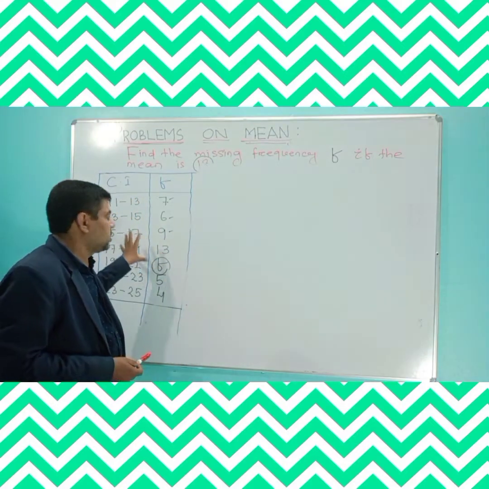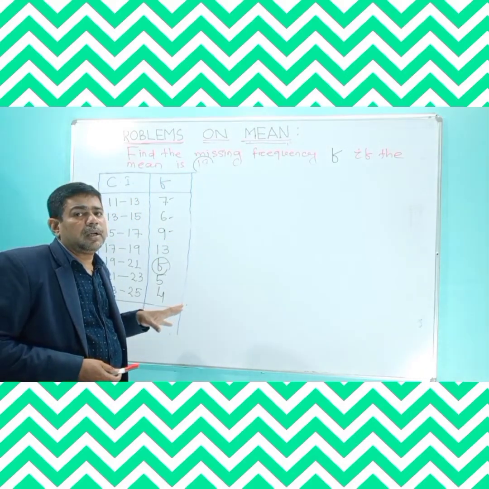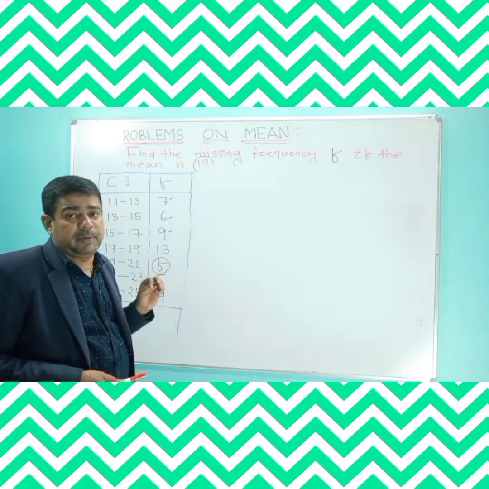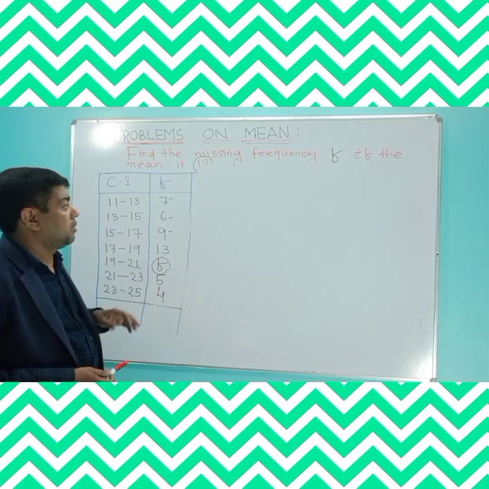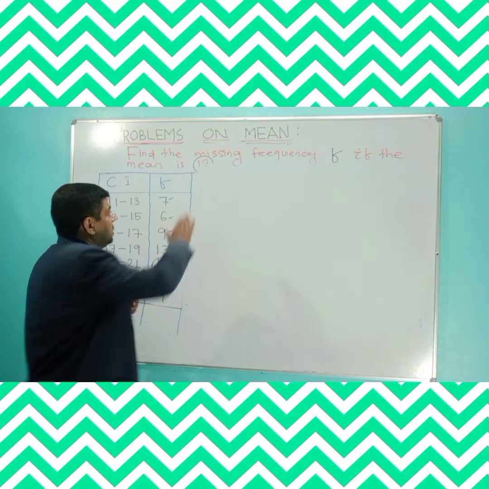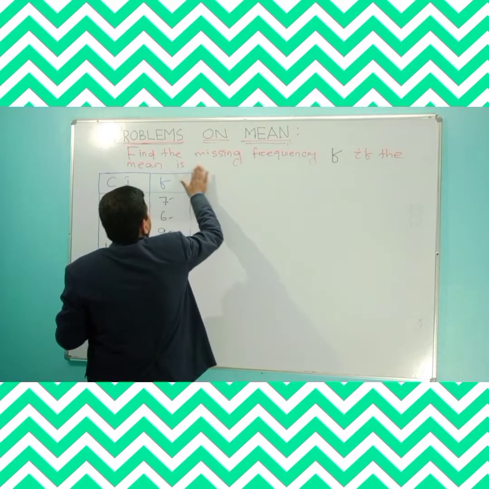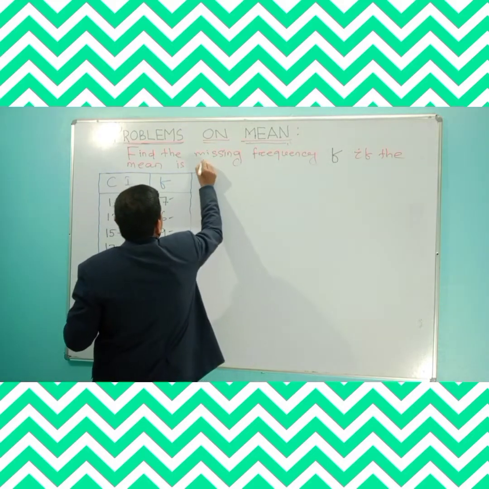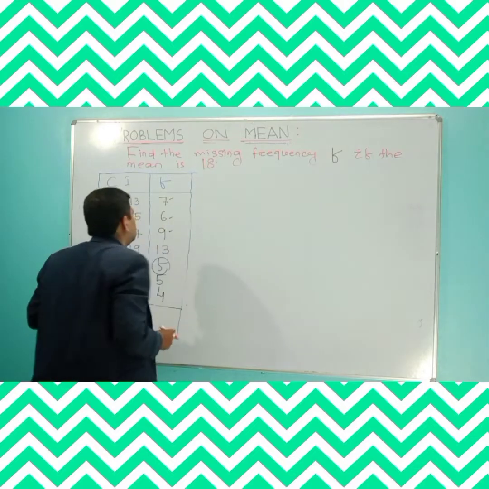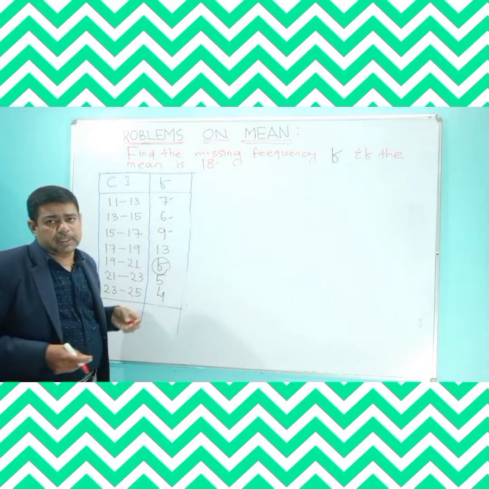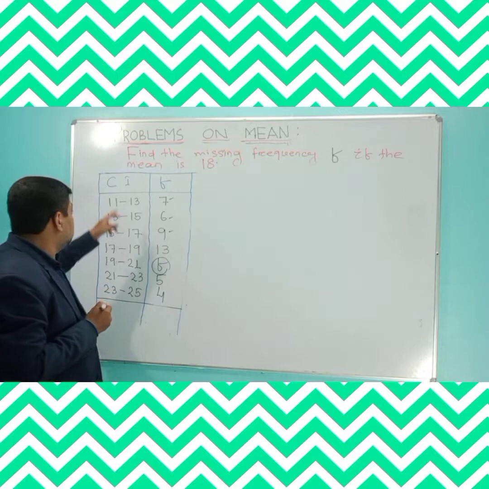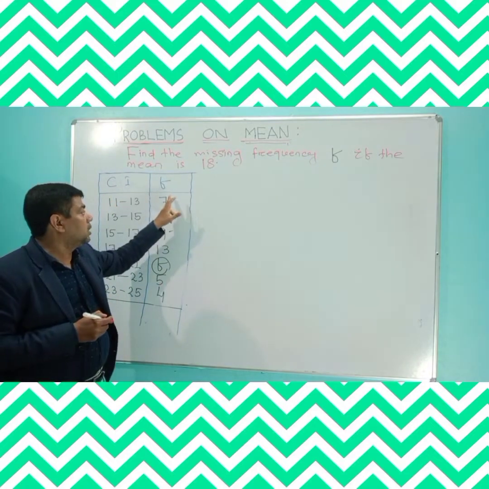Here is a question based on frequency data, and the mean of the data is given. Look here: find the missing frequency f if the mean of the frequency data is 18. Understand or not? Here grouped frequency data is given, with the class intervals and the frequencies.